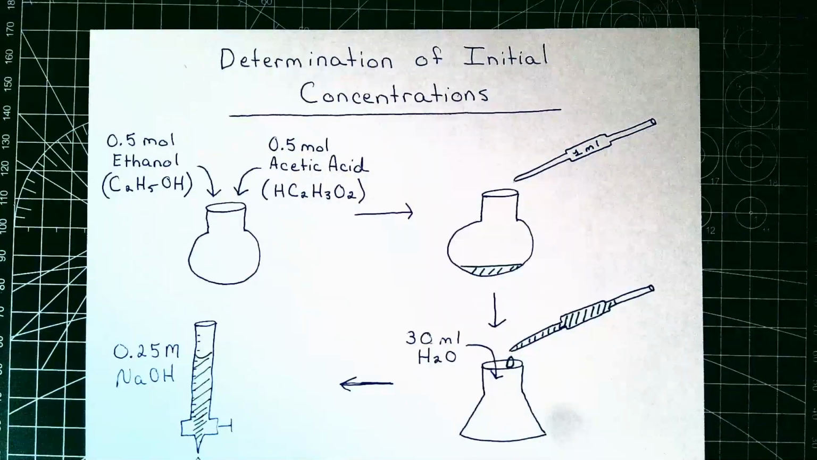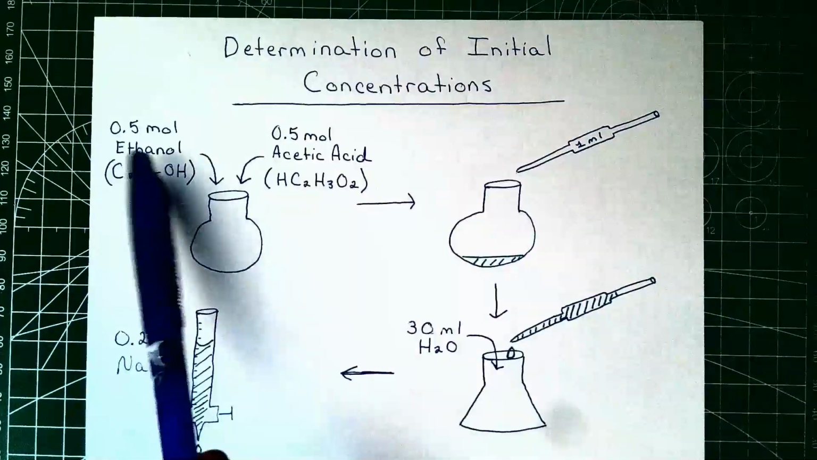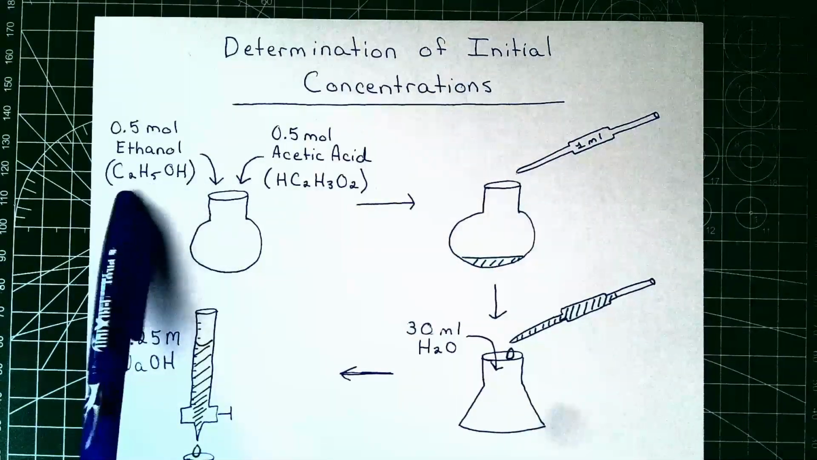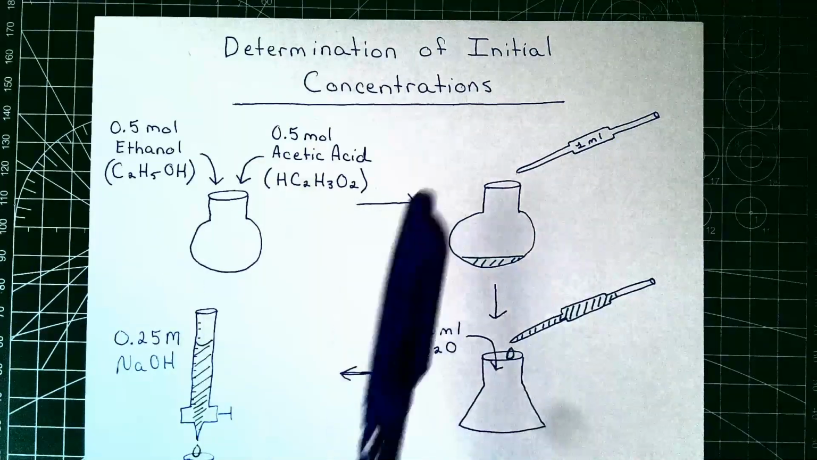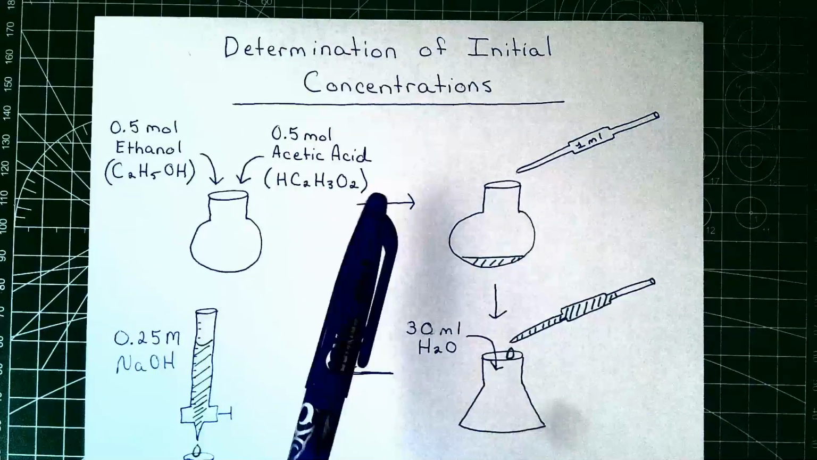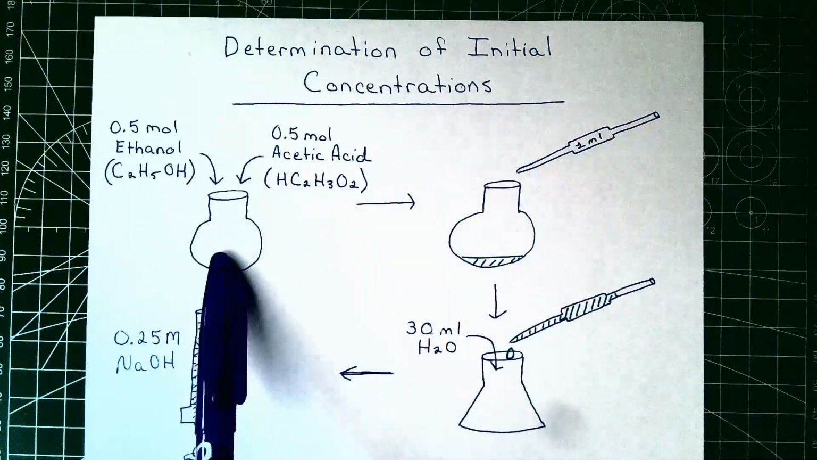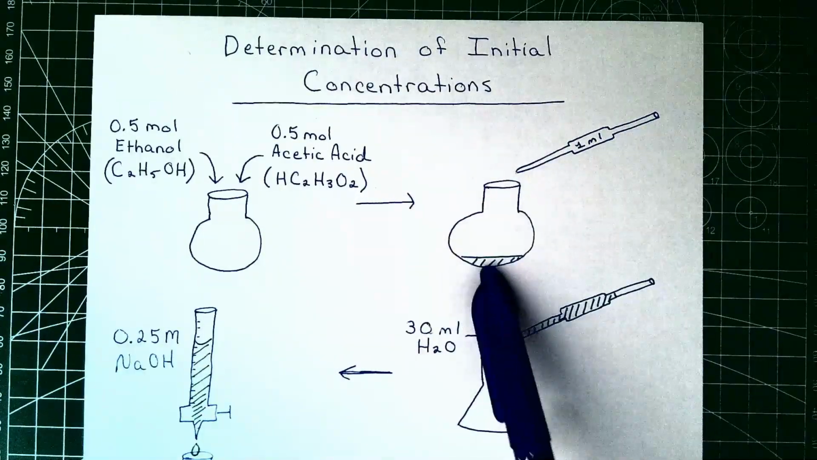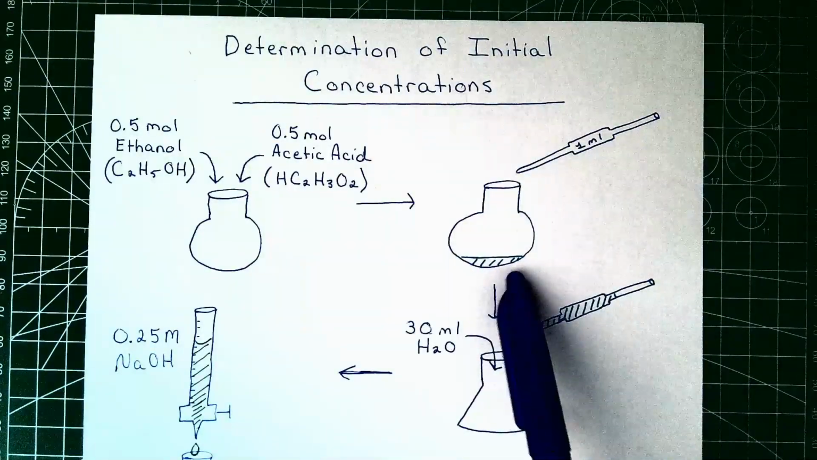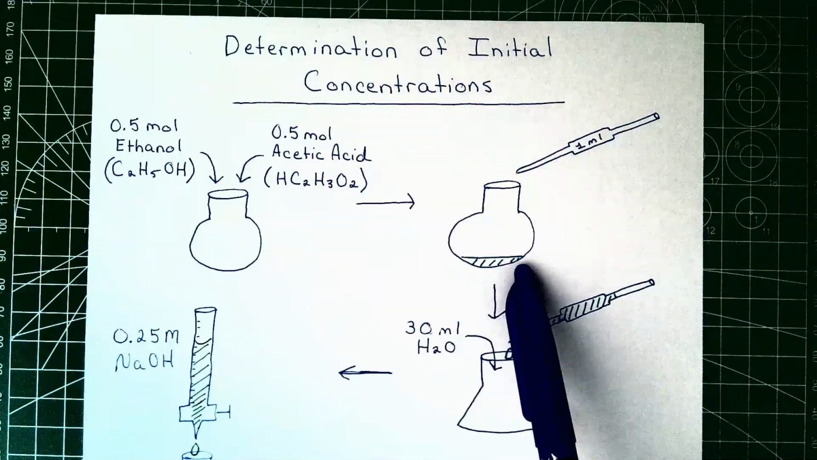What we did is we started off by adding a half a mole of ethanol. Sometimes the PDF calls it ethanol, sometimes it calls it C2H5OH. And a half a mole of acetic acid, or HC2H3O2, into a round bottom flask. Now, these two are going to react to produce ethyl acetate and water, but they're not just going to do it spontaneously all on their own. We're going to have to add a catalyst, and we're going to have to heat this reaction in order to get that to happen, which is a good thing. We're going to use that to our advantage.